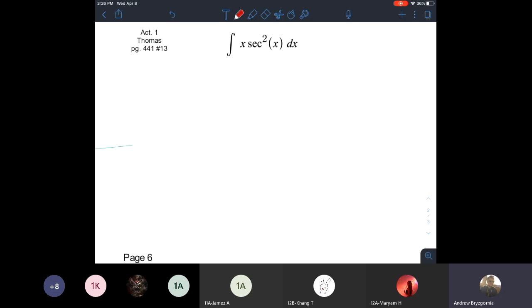Okay, so what you should have seen here, kind of like the other ones that we've done so far, this is one where we do want u to be equal to x. And then for dv, that's going to be secant squared. So you are required to remember what the antiderivative of secant squared is for this. So du is dx. What's the antiderivative for secant squared? Tangent. Tangent, good.